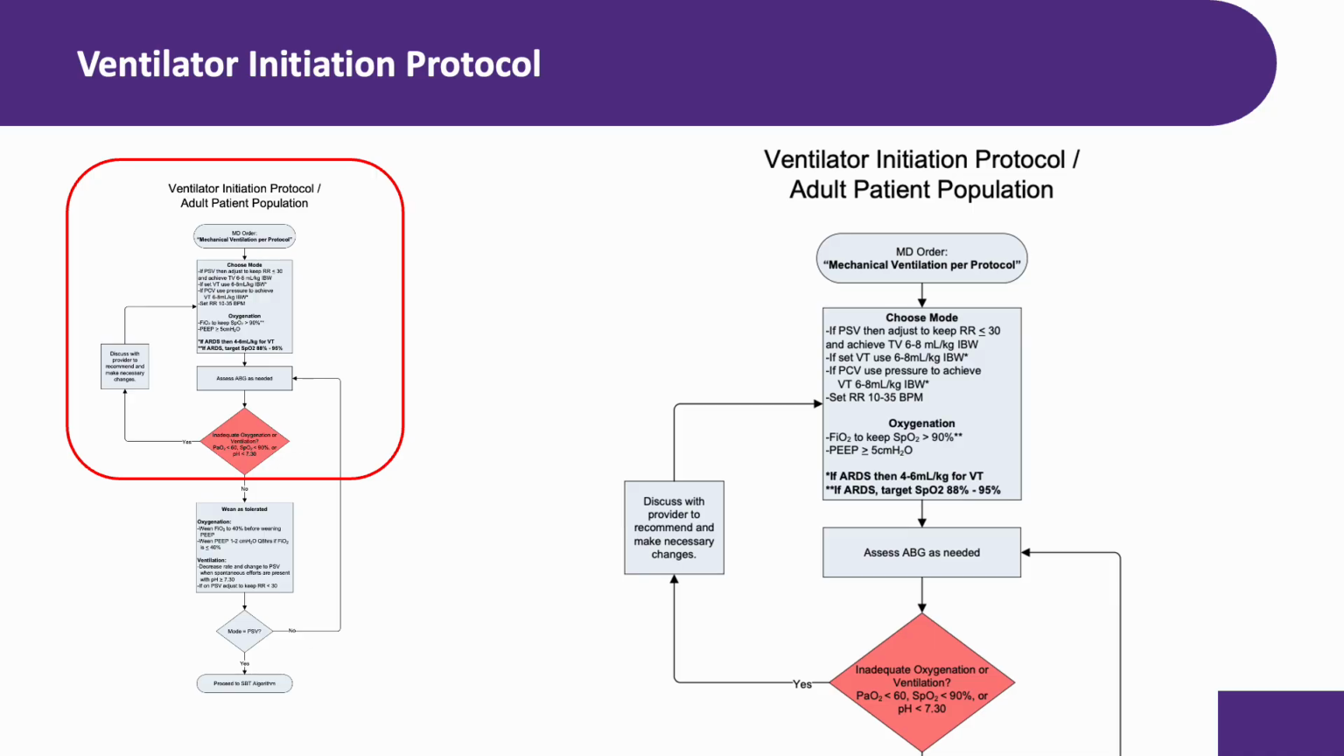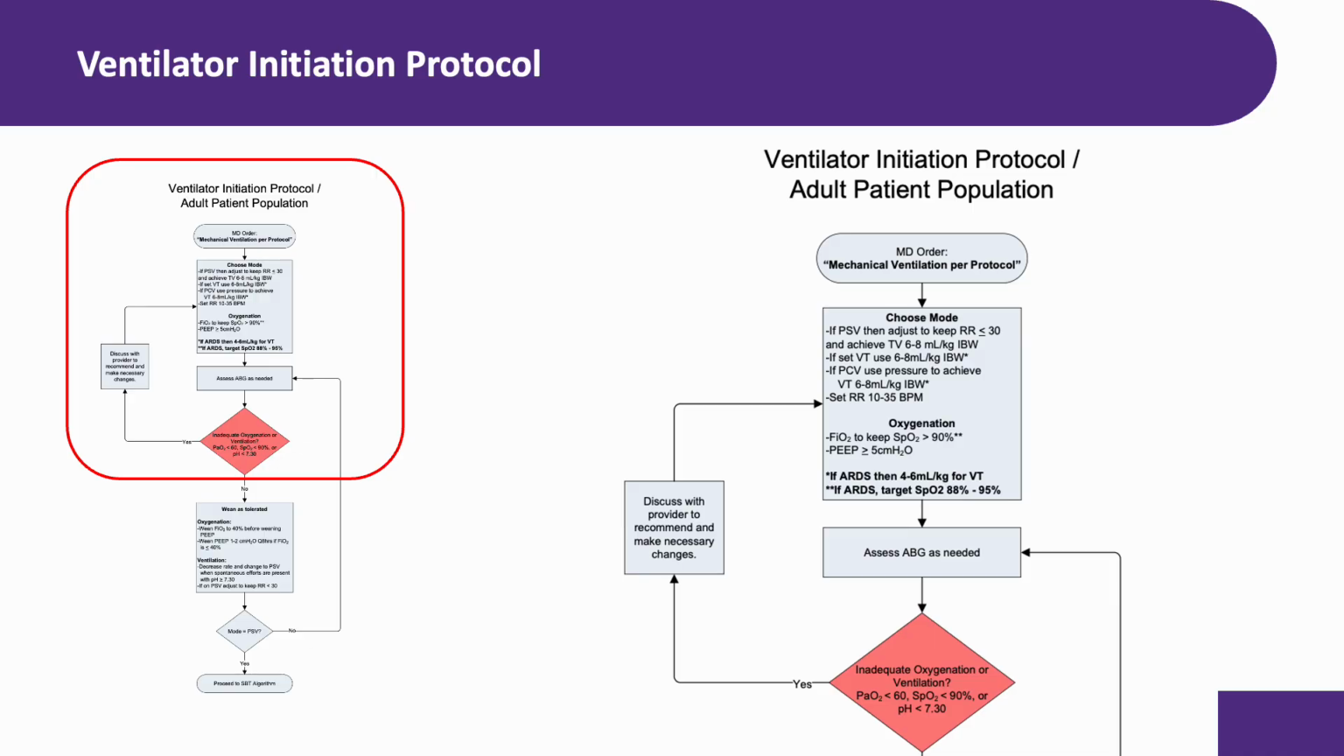Set your FiO2 to keep your SATs above 90%, unless the physician order specifies otherwise. For ARDS patients, your saturation range target is 88 to 95%. We do not need to hyperoxygenate these patients, and permissive hypoxemia within the range is evidence-based. PEEP should be set at or above 5 centimeters of water at baseline.